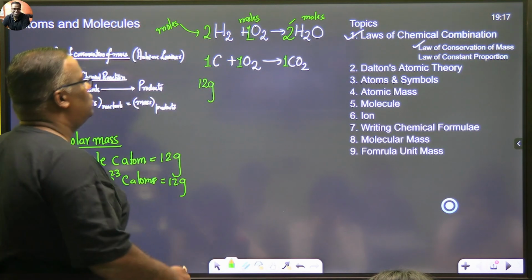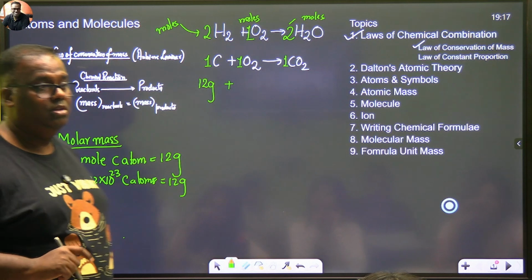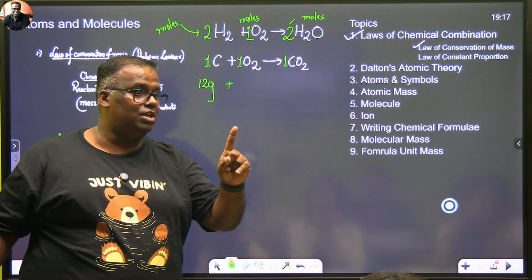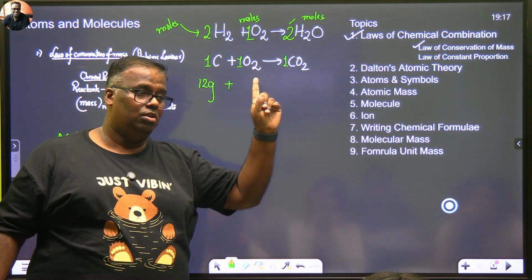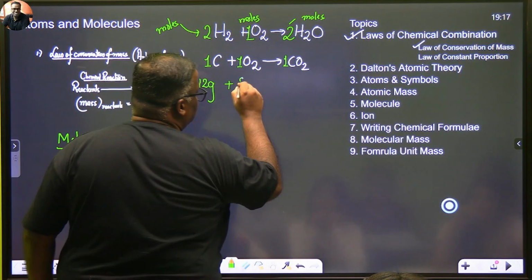Okay, let's go. So this is 12 gram. How much should it be for oxygen? 16 grams is for 1 oxygen atom. This is 1 mole, and 1 mole has got 2 atoms. So how much should this be? 32 grams.